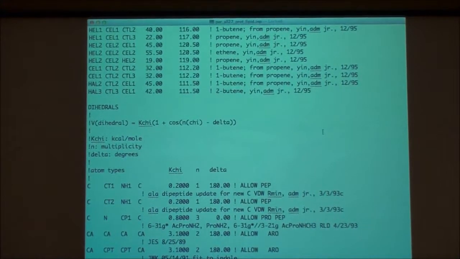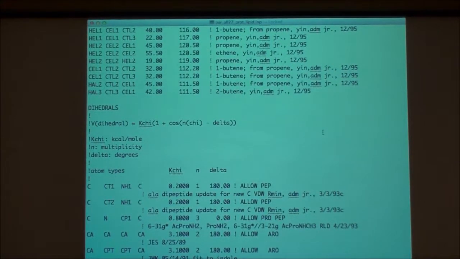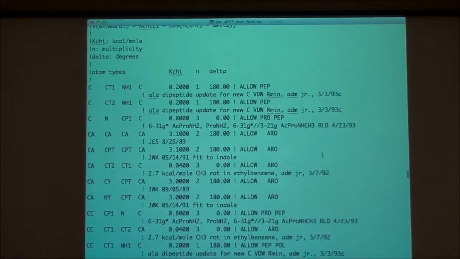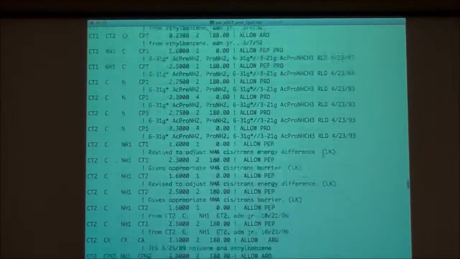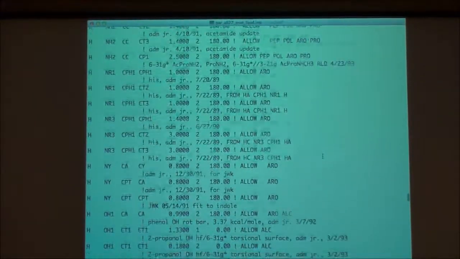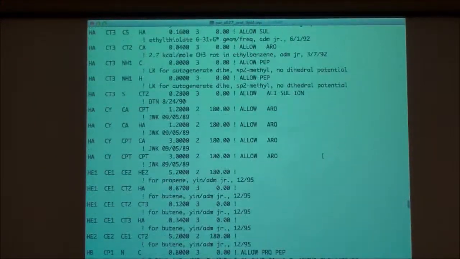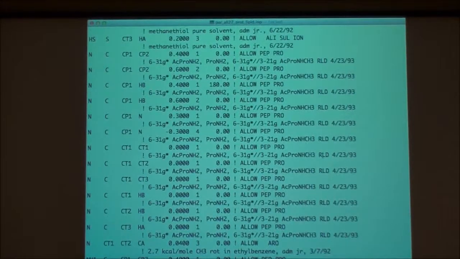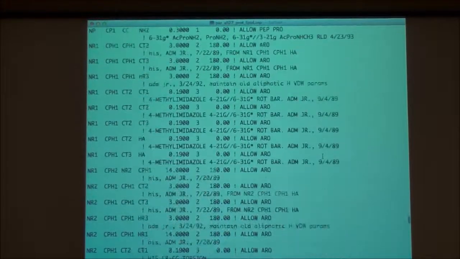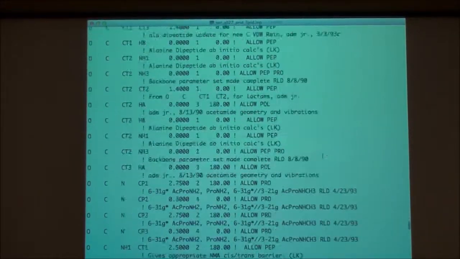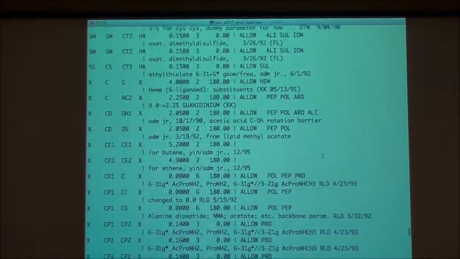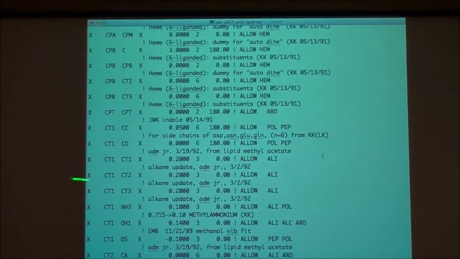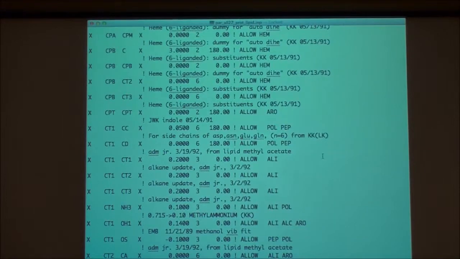And you can have wild cards. Sometimes you have a star there, it's not a star, it's an X actually. So that means a wild card. If you don't have any explicit definition for that particular dihedral angle, the program might actually use these wild cards. So here, for example, these are wild cards.